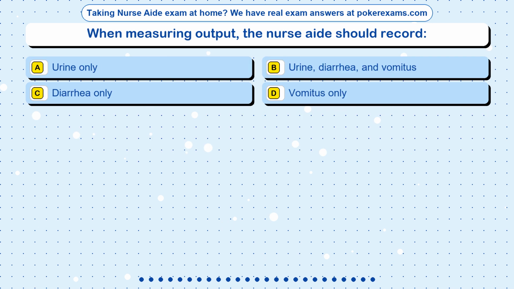Question 21. When measuring output, the nurse aide should record: Option A, urine only. Option B, urine, diarrhea, and vomitus. Option C, diarrhea only. Option D, vomitus only.